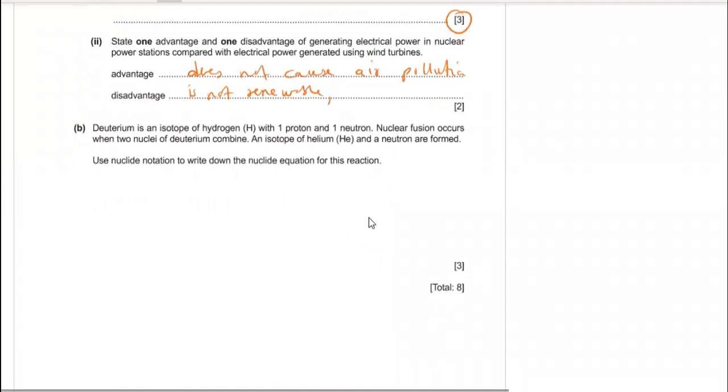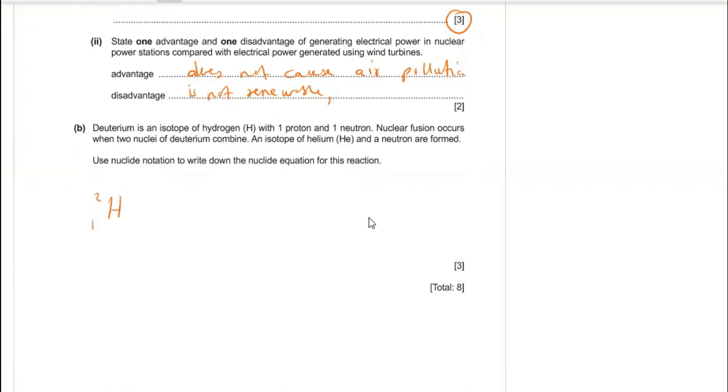Now, part B of the question, deuterium is an isotope of hydrogen with 1 proton and 1 neutron. Nuclear fusion occurs when 2 nuclei of deuterium combine. An isotope of helium and a neutron are formed. So nuclear fusion is literally the opposite of nuclear fission. Fission is the splitting, while fusion, from the word to fuse, is the joining together of light nuclei. If we have one proton and one neutron, that means the mass number of deuterium is 2.